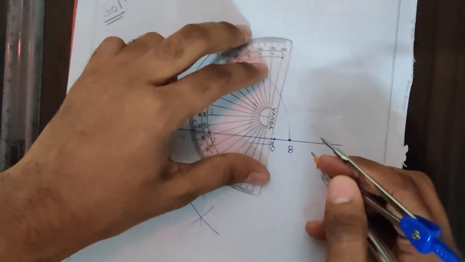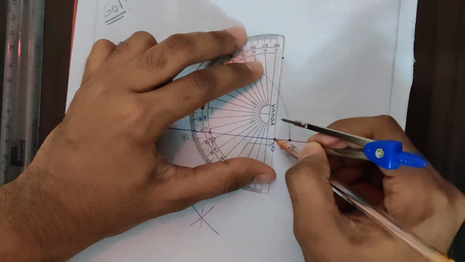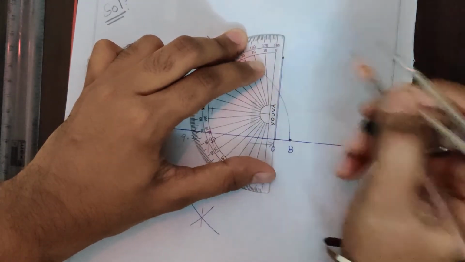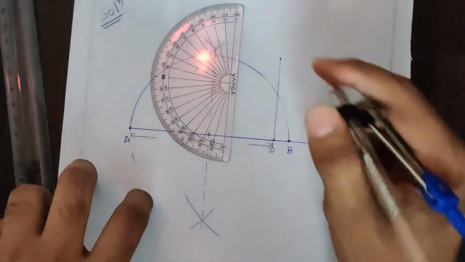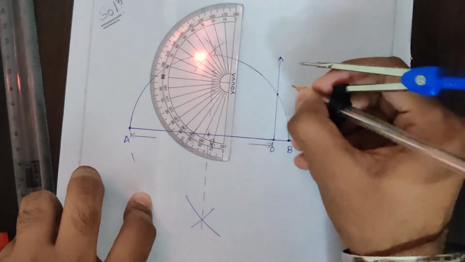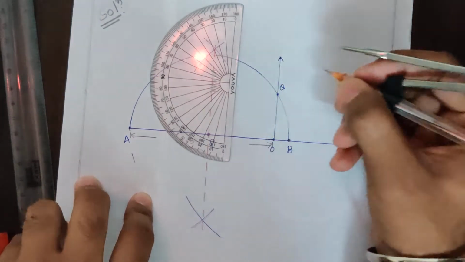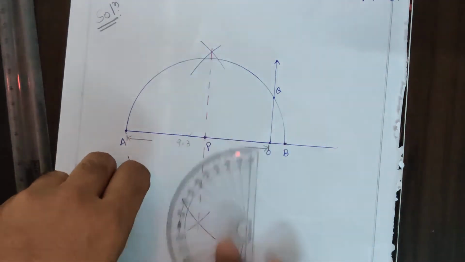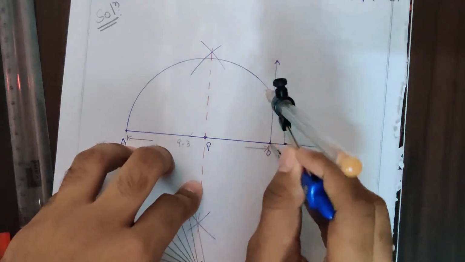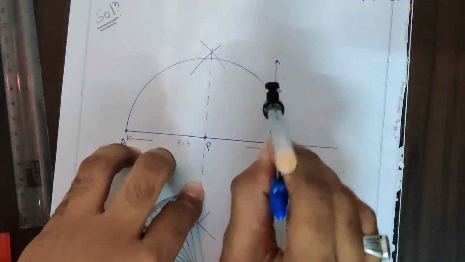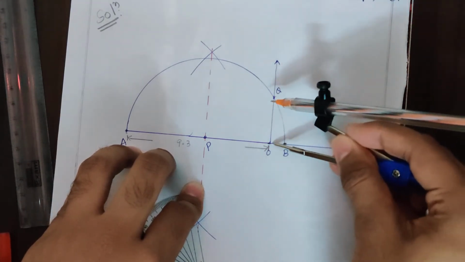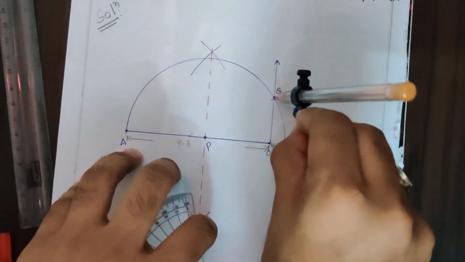Now we will draw an arc here, this way, which touches the semicircle at point Q. Now next step is what? You need to measure OQ. Measure OQ distance and draw an arc.